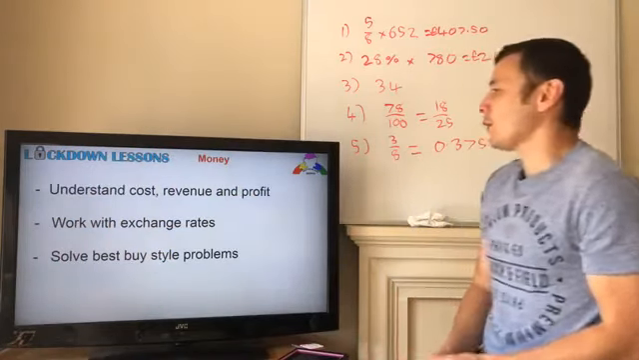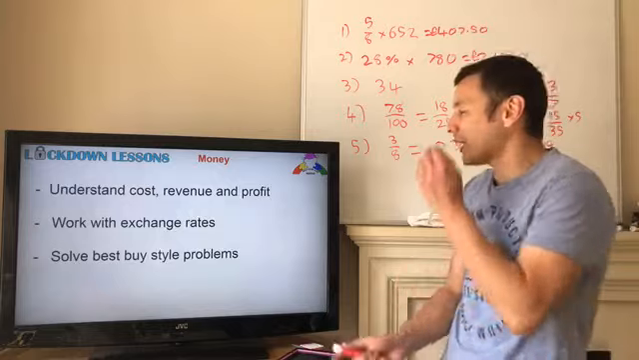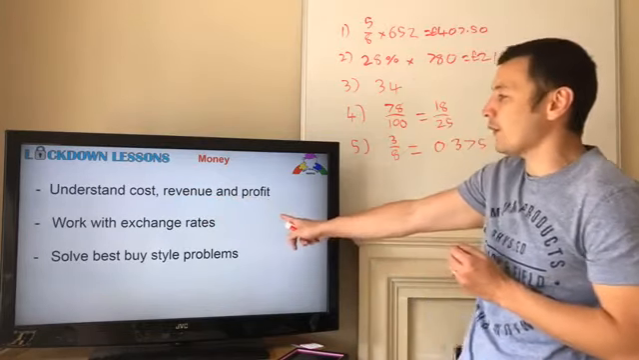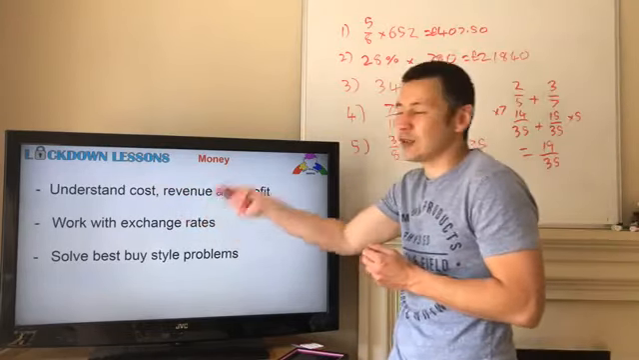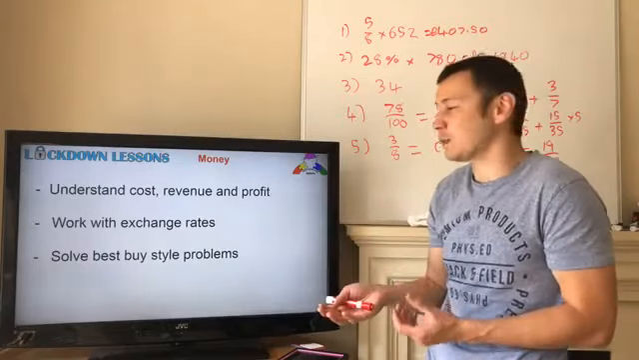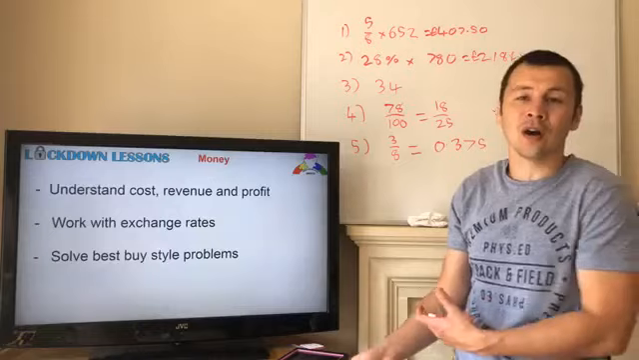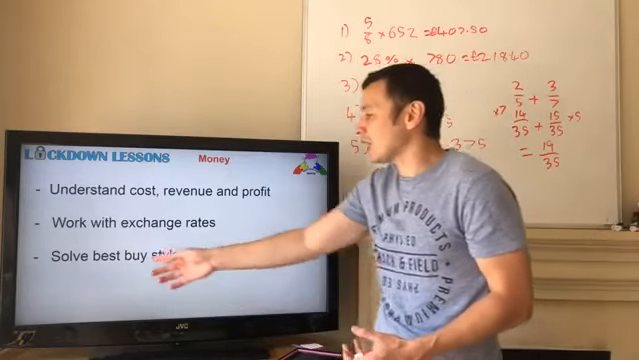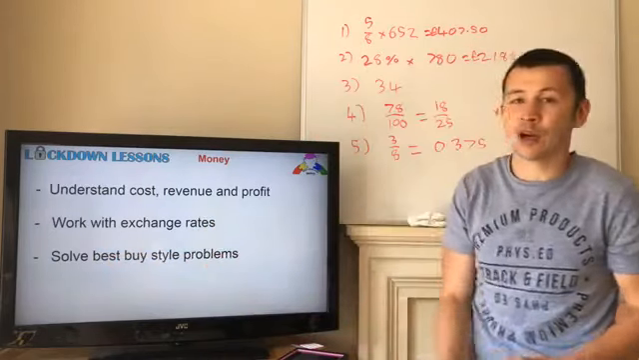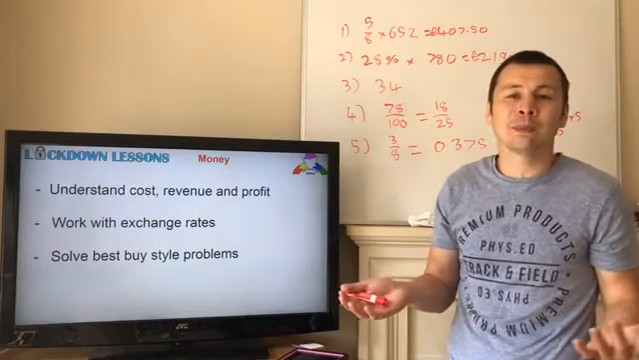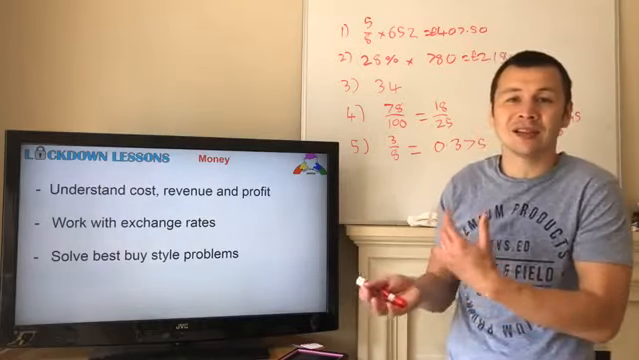Okay, so what we're going to look at, we're going to look at money today. We're going to look at understanding what cost, revenue and profit are. This is a word here which isn't used that much, but really helps to explain things. We're going to look at working with exchange rates, if you're going on holiday and exchanging money. And then we're going to look at solving best buy style problems. So where can you get the best bargain from? Where is the best deal?